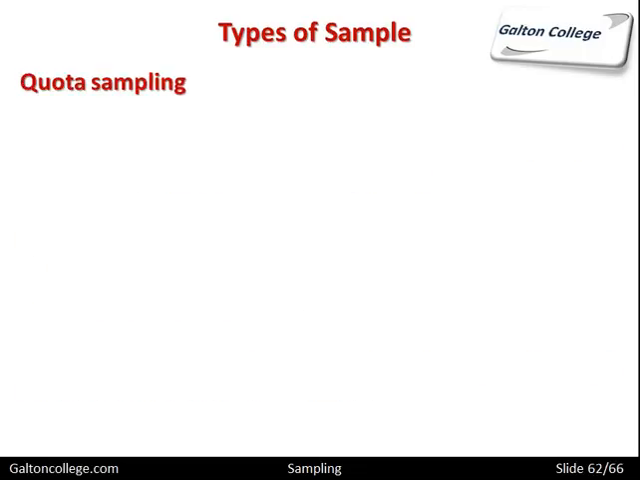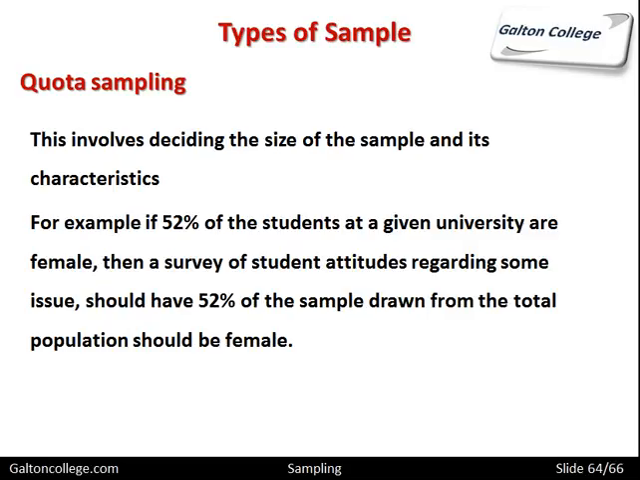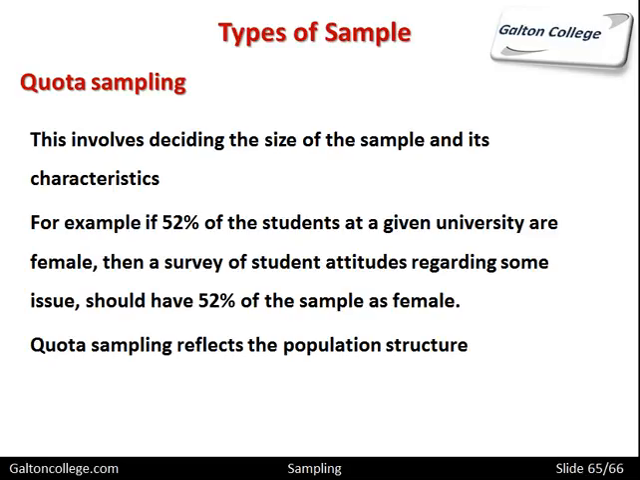Quota sampling. Well, this involves deciding the size of the sample and its characteristics. For example, if 52% of the students at a given university are female, then a survey of student attitudes regarding some issue should have 52% of the sample drawn from the total population be female. So if 52% of the students are female, then 52% of the sample should be female, ideally. So that's quota sampling. So quota sampling reflects the population structure.